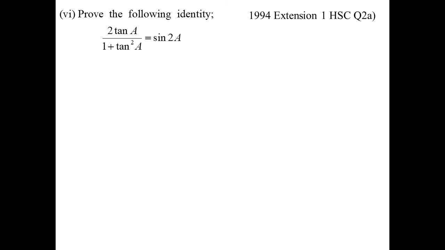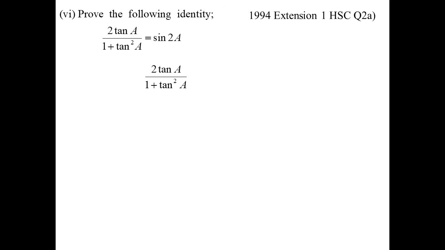Or an even older question. Prove 2 tan on 1 plus tan squared is sine 2a. 2 tan on 1 plus tan squared. What am I going to do with that? Well, 1 plus tan squared is sec squared. It's tempting to change that one. But we need to get double angles in there somehow.